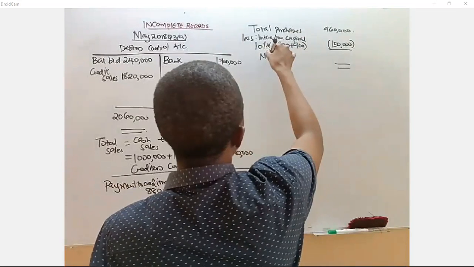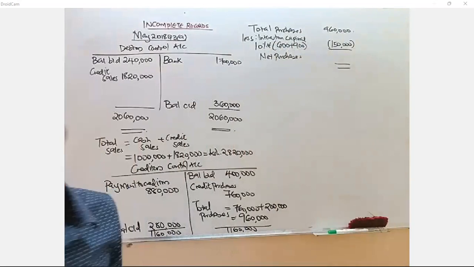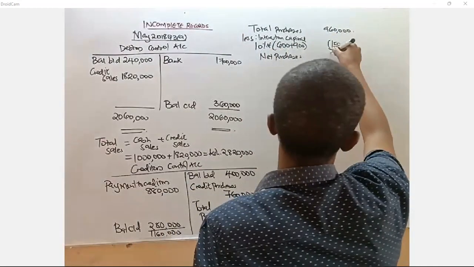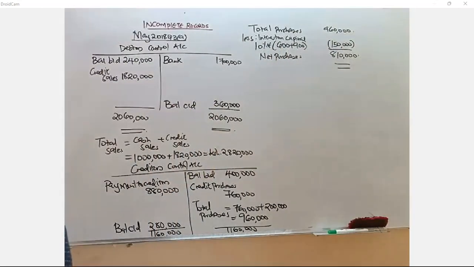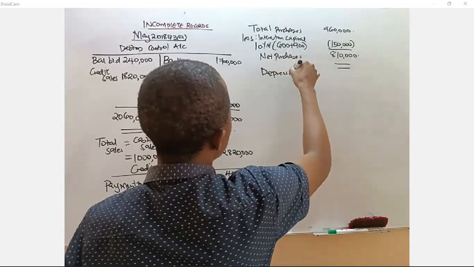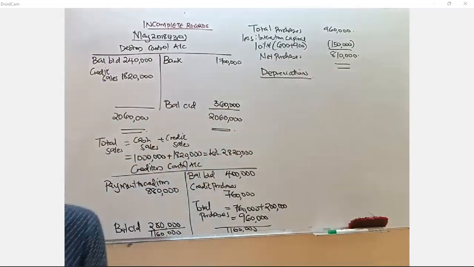What is my net purchases? So in this case, we are taking 960 minus 150, getting 810,000. That is our net purchases. The other thing that I just want to look on is the depreciation, which was already charged on assets. So my depreciation was already charged, and I don't know how much it is, so I can compute it.